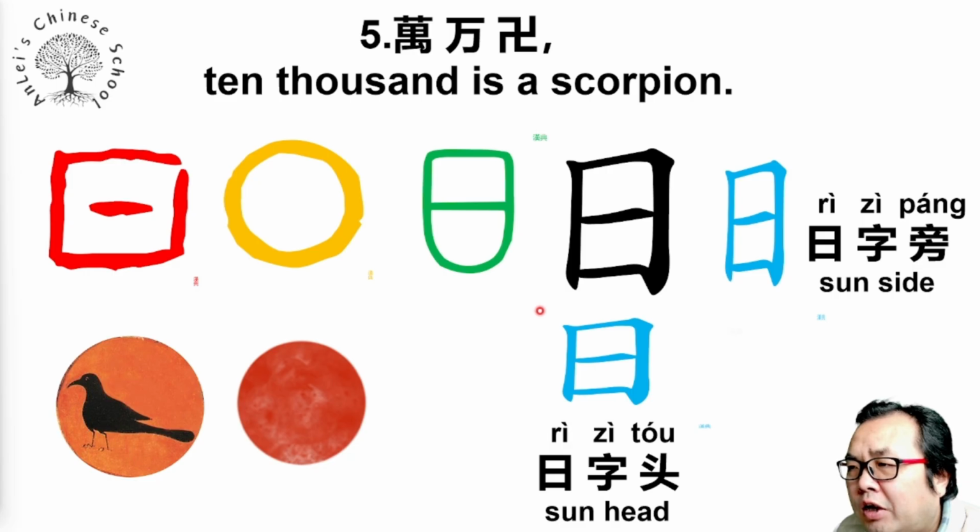If the sun is on the top of the character, we call it 日字头. If on the bottom, we call it 日字底. Normally, when it's on the left side, we call it 日字旁, sun side. In oracle inscription, in the center, there's one stroke, that is a roll.